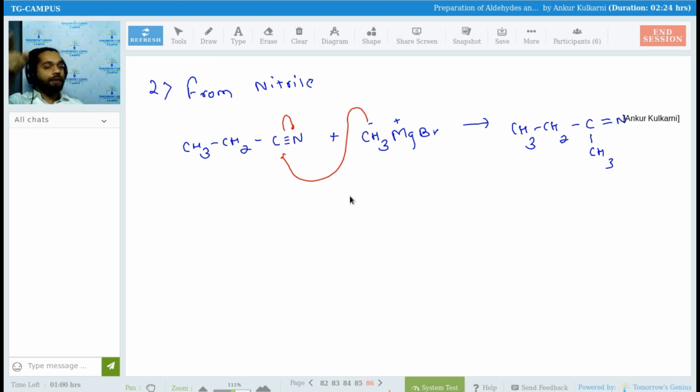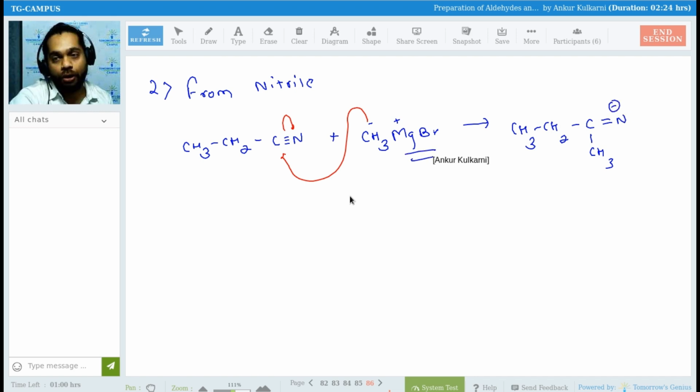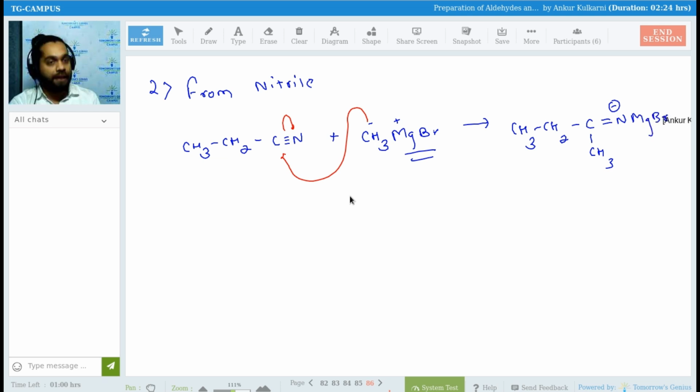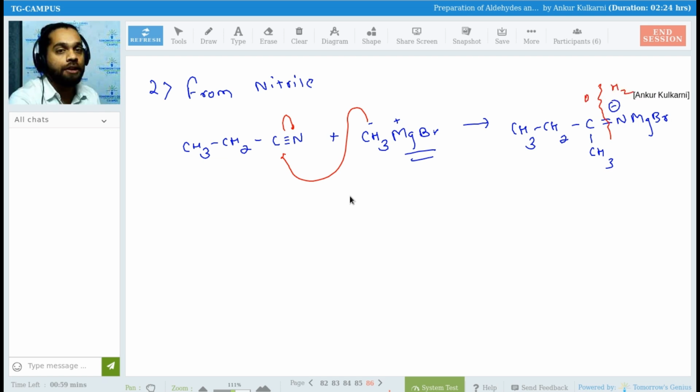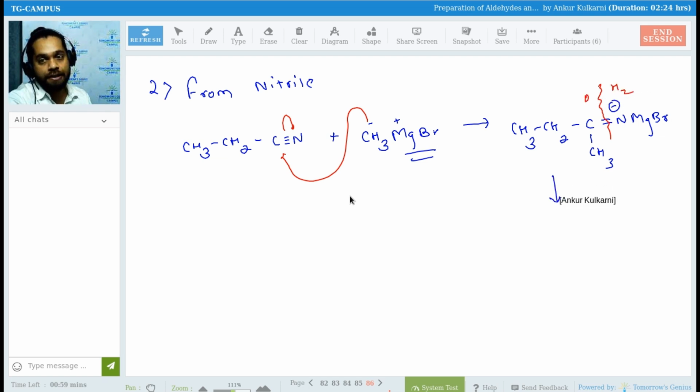Now since electrons are moved onto the nitrogen, what I'll get is N negative, and MgBr we already have positive. And we have already seen that if we have an imine, that is C=N, how hydrolysis takes place, Sarjana. This bond breaks over here. OH. Simple. So I'll get CH3CH2C(=O)CH3.